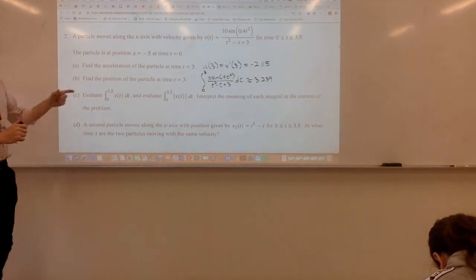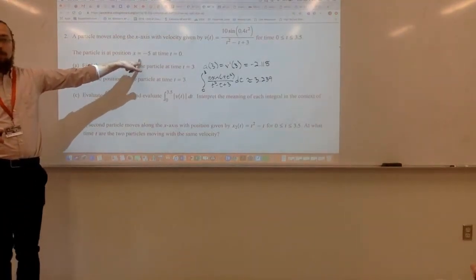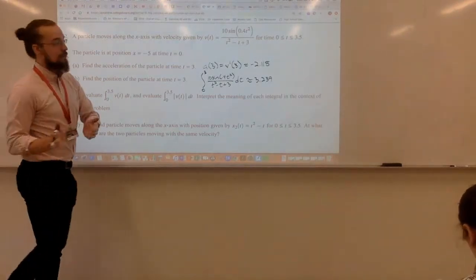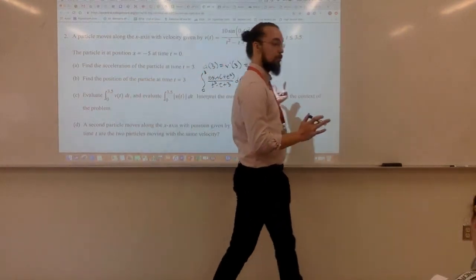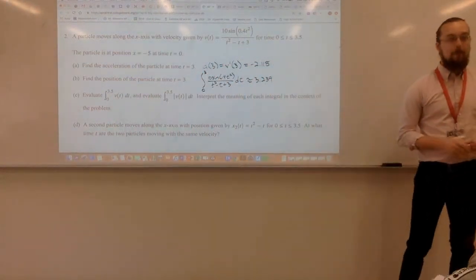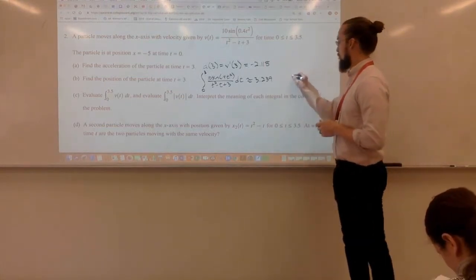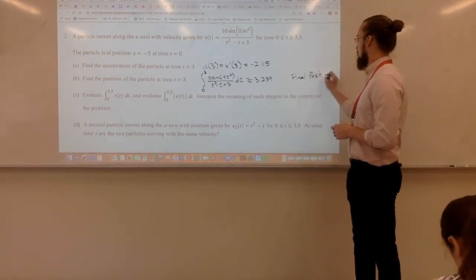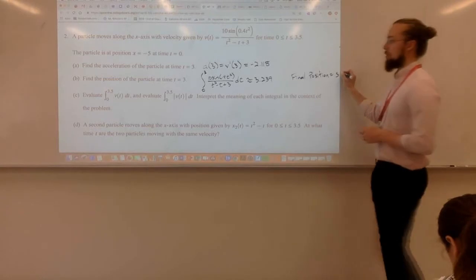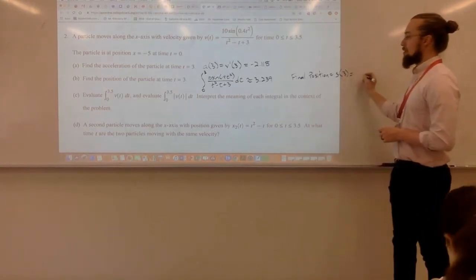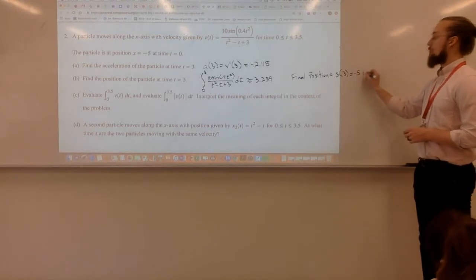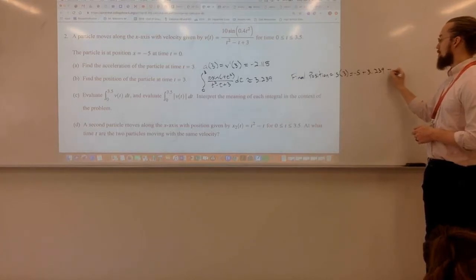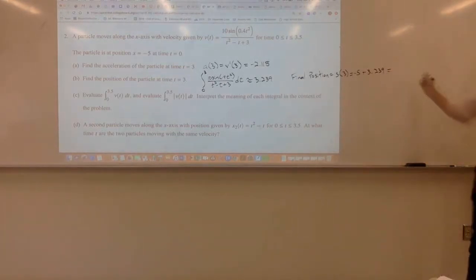We have not taken into account yet our initial position. We are told that the particle started at x equals -5. So we started at -5. We moved 3.239 to the right. Where are we now? So final position, which is, we can say s of 3 is equal to -5 plus 3.239, negative 1.761.